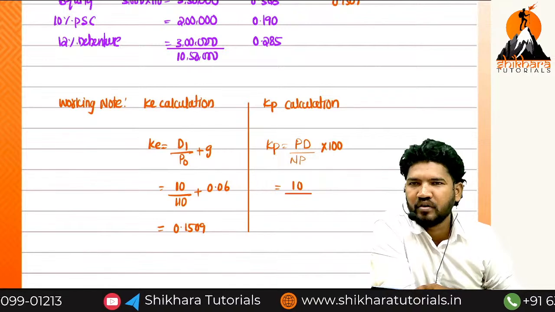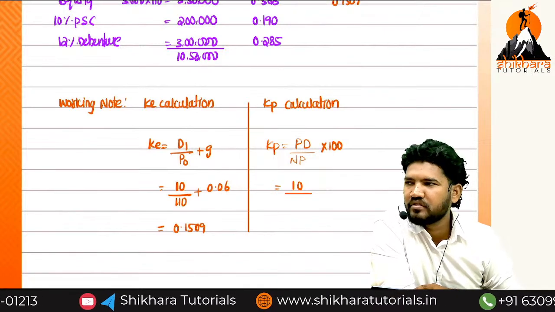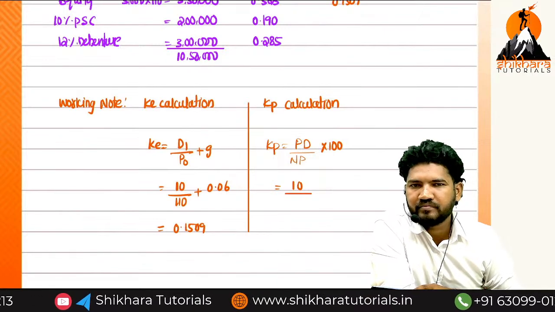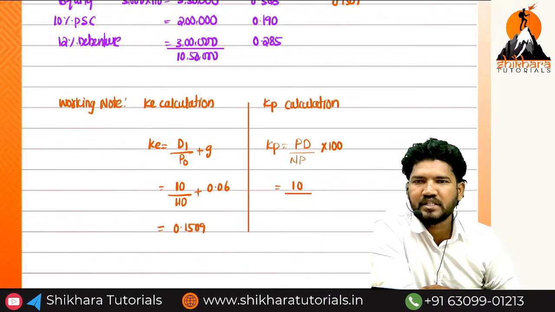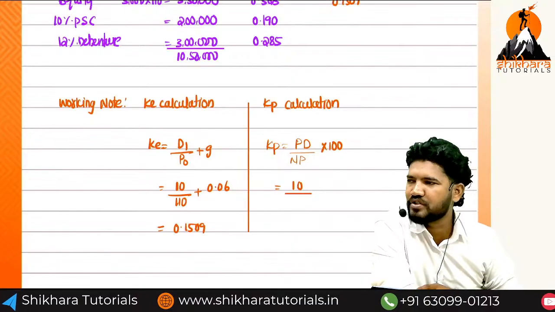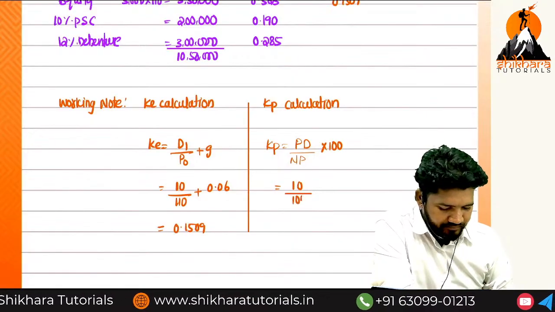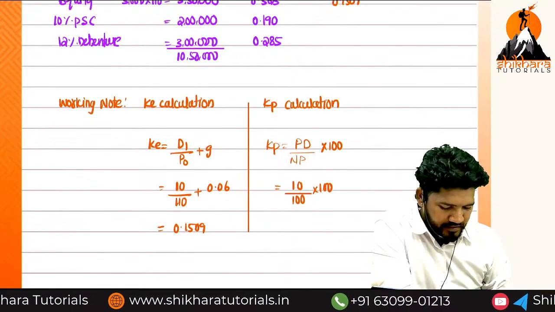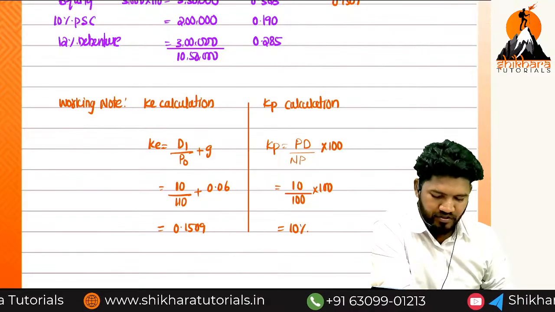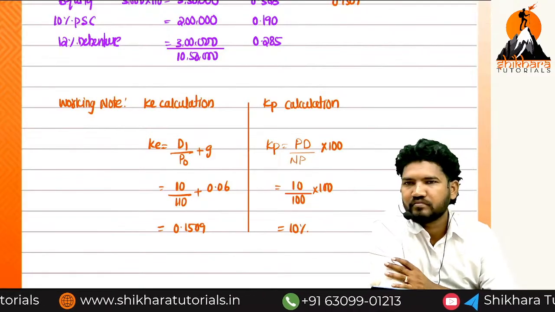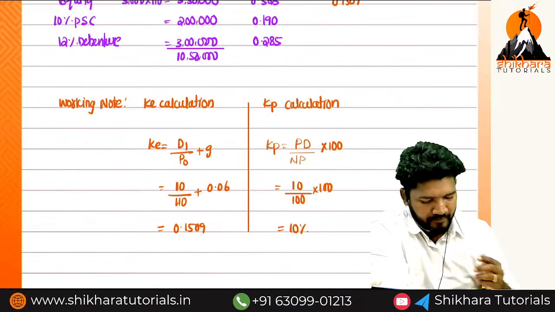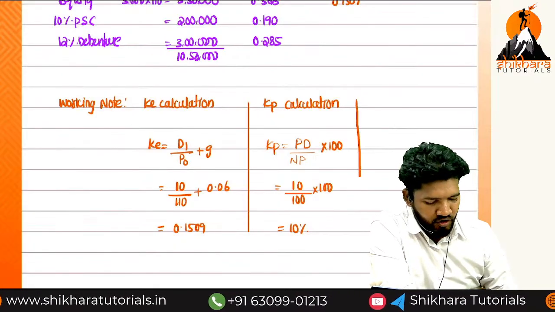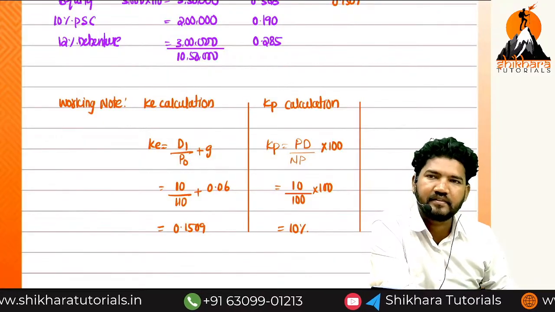The preference dividend is 10 rupees. What about the net proceeds? 100, because there is no clarity about the net proceeds and market price, so face value is nothing but net proceeds. How much percentage? Again 10% only. Clear, sir? Don't memorize things by heart, understand the things.